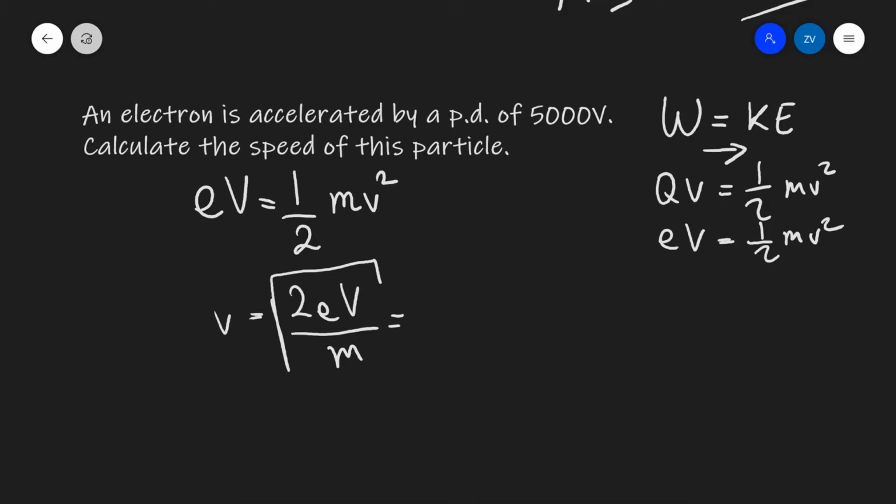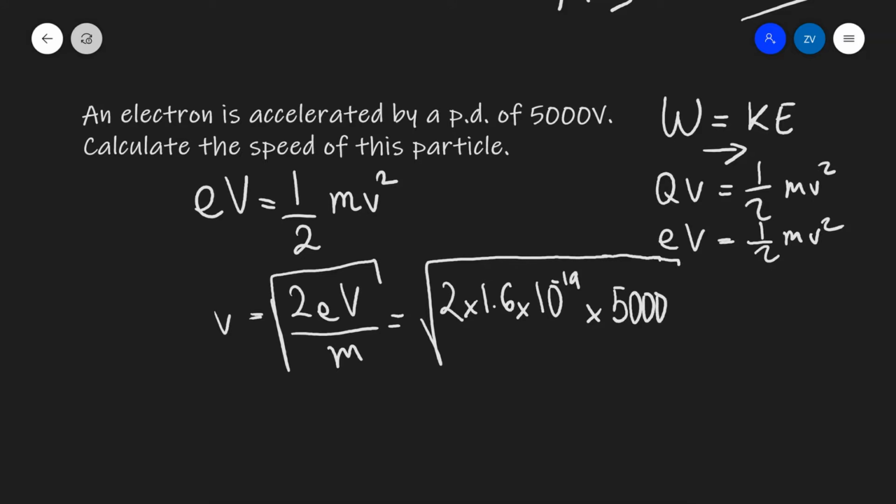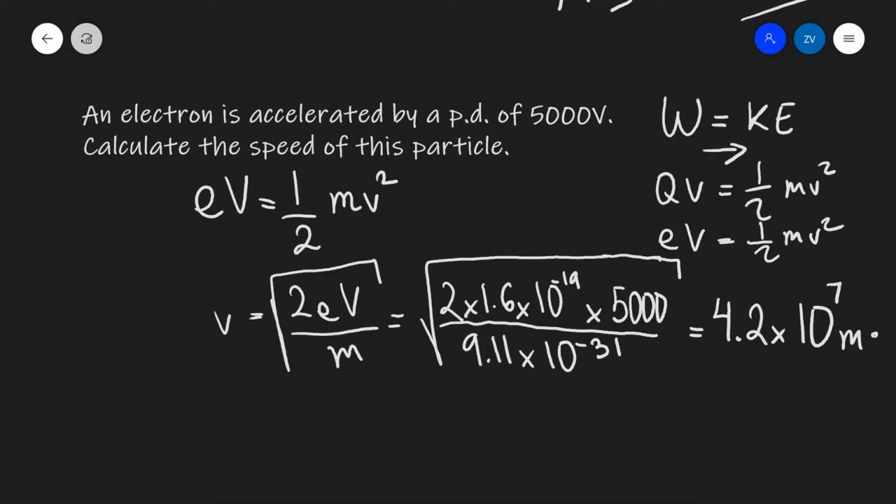Now let's plug in some numbers. So this will be equal to the square root of 2 times 1.6 multiplied by 10 to the power of minus 19, which is the elementary charge, multiplied by 5,000, which is the voltage that we're dealing with. Then we're going to be dividing this by the mass of an electron, which is 9.11 times 10 to the power of minus 31 kilograms. Let's put this into a scientific calculator. So calculating this, we are going to get approximately 4.2 multiplied by 10 to the power of 7 meters per second.